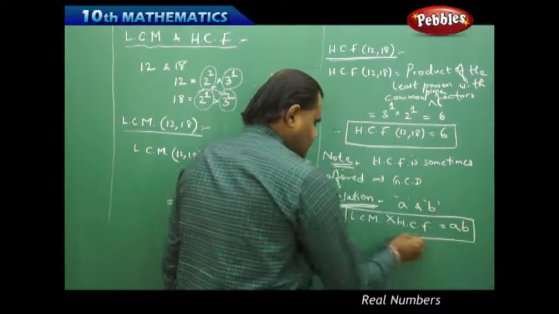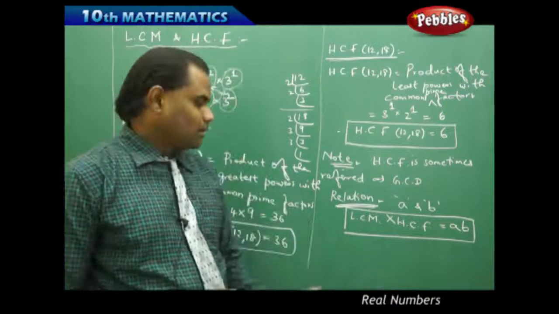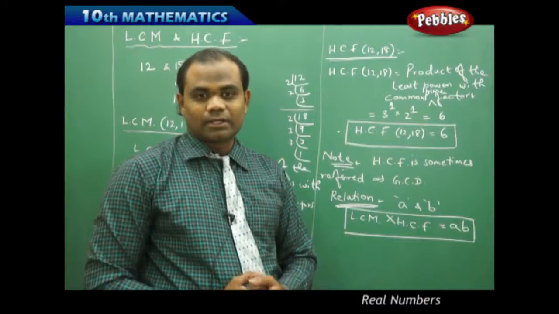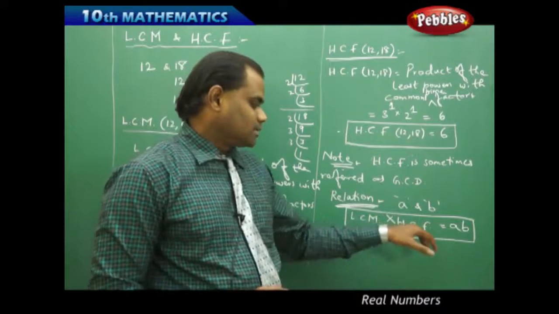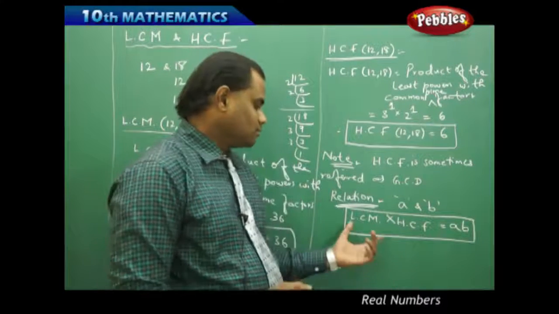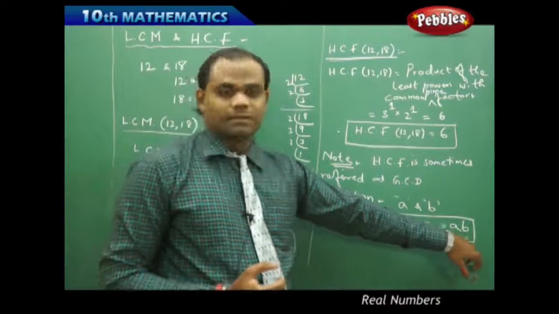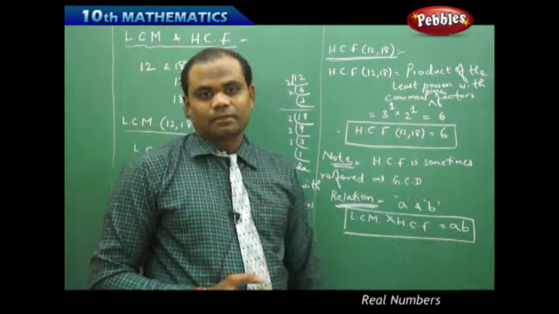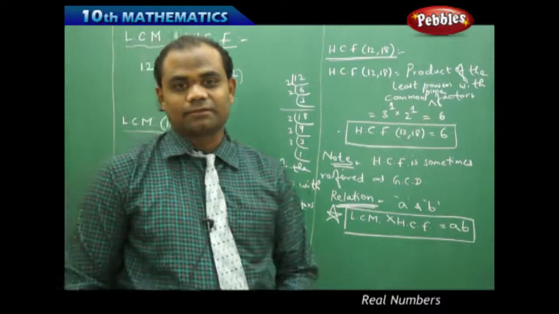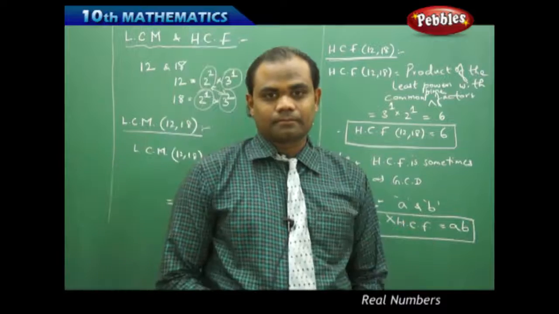If I want to find the LCM or HCF, I can also use this formula, provided I know one of them, either LCM or HCF, since they are connected as LCM times HCF is equal to A times B. The LCM into HCF is the product of the numbers, is how we understand the concept in this relation, and this is very important because this connects HCF and LCM with a mathematical equation.